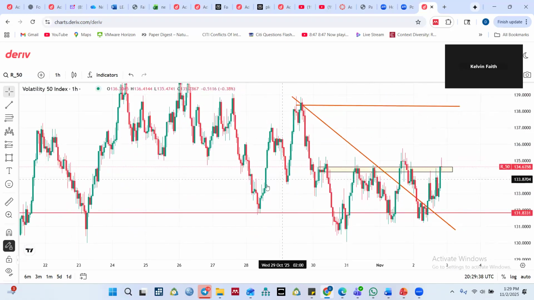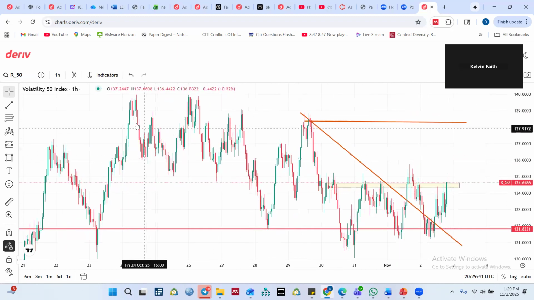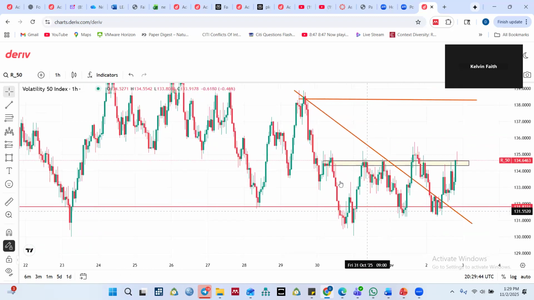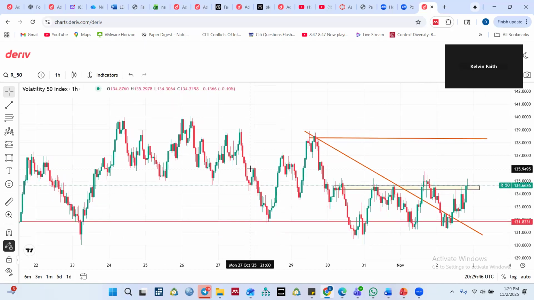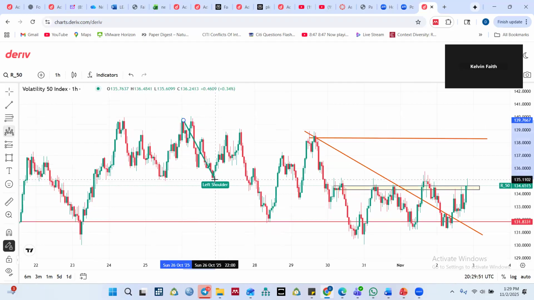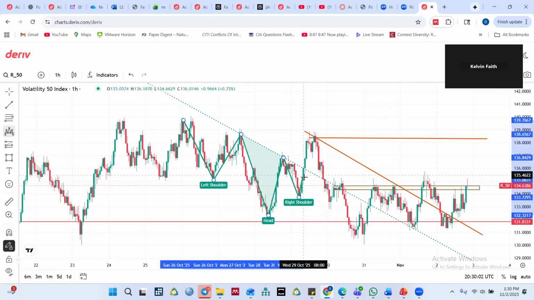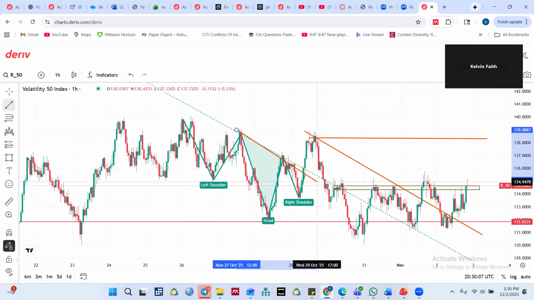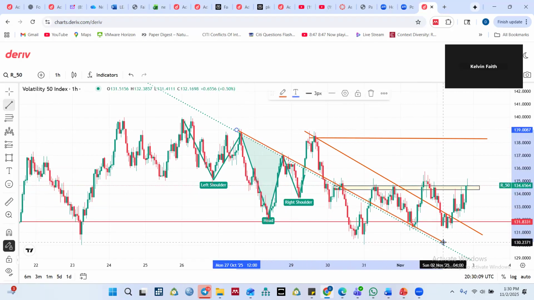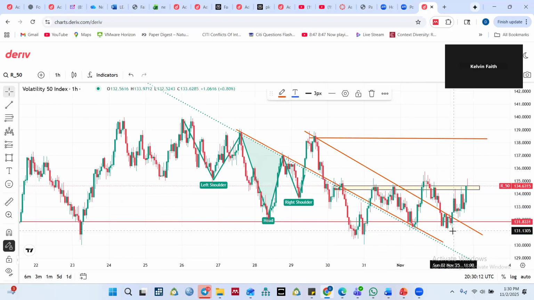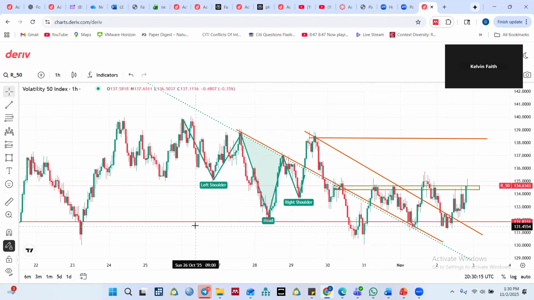Now when this happened, initially we were having this bullish head and shoulder also. Low, high, lower low. So this was a bullish head and shoulder. Neck, price drops to form a right shoulder here. So let me put this neckline here.